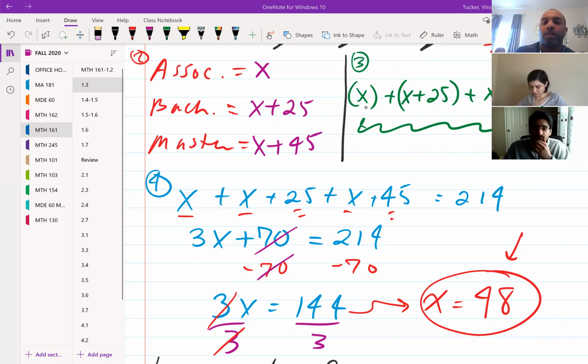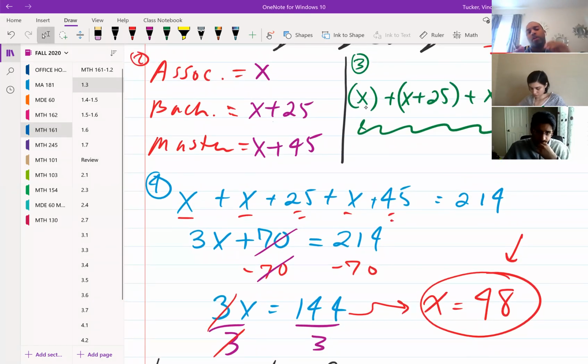All right, cool. So finish off the problem. You divide both sides by 3, and x is equal to 48. So before we finish, step 5 is to check to make sure you actually answer the question. Any problems with getting to x equal to 48?